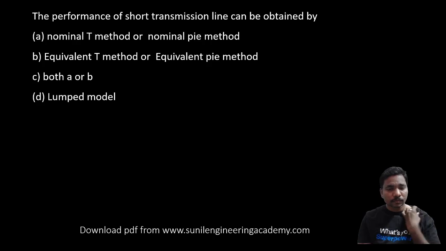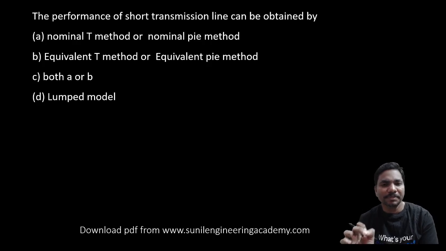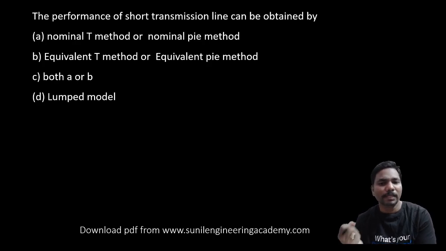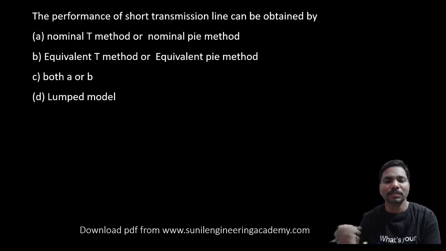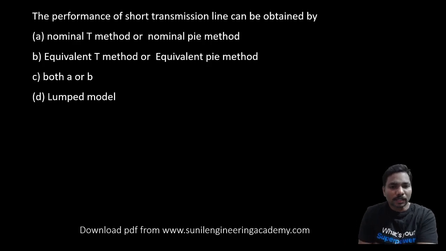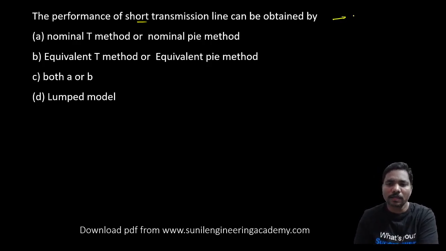Coming to the next question: the performance of a short transmission line can be obtained by dash. For short, medium or long, we have some methods to get the regulation. The main performance is nothing but the regulation, that is, voltage drops and so on. In the case of a short transmission line, less than 80 kilometers, the capacitance effect is neglected.